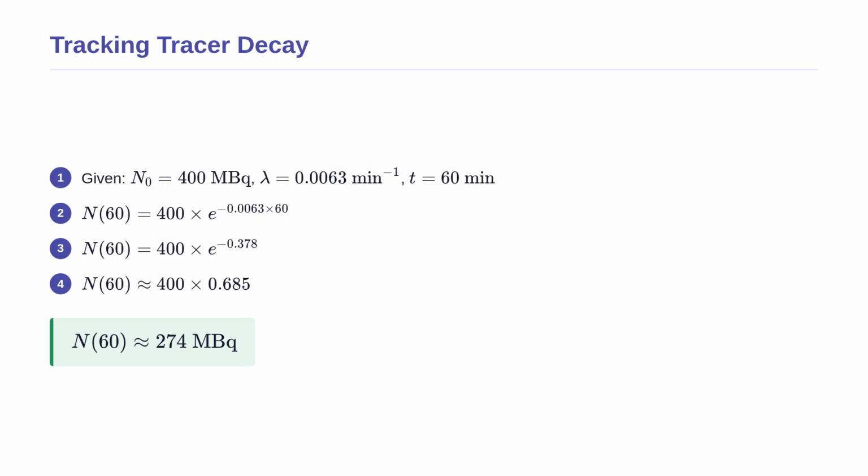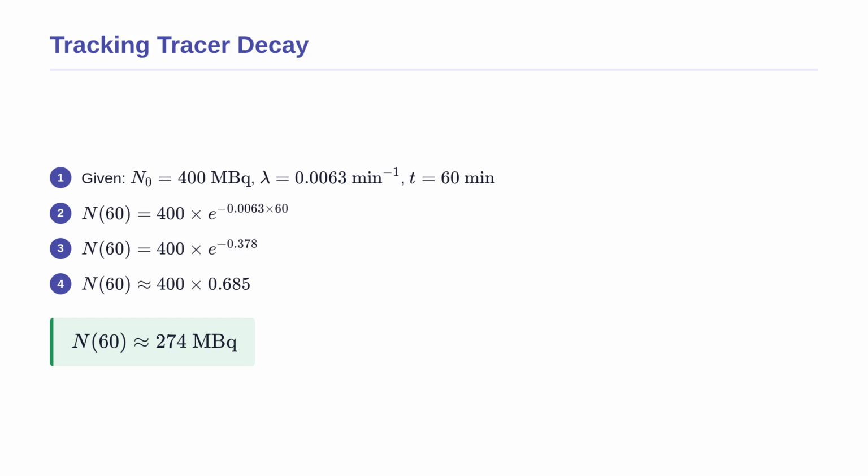Let us see this decay formula in action with a patient undergoing a PET scan for suspected Alzheimer's disease. We are given an initial dose of 400 megabecquerels, a decay constant of 0.0063 per minute, and a waiting period of 60 minutes. We need to find the remaining radioactivity. We use the exponential decay formula to model this continuous loss.